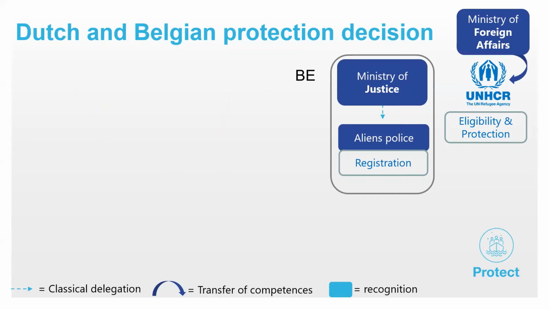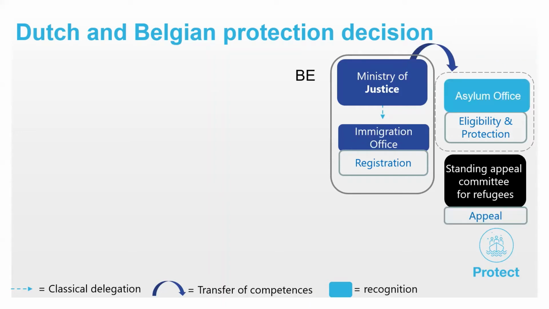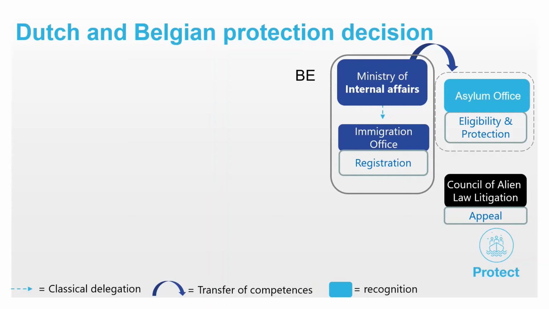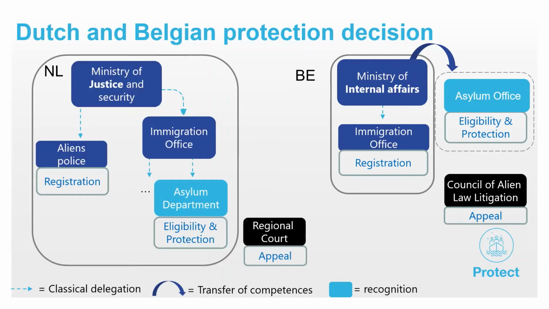In Belgium, the UNHCR also got the mandate from the Ministry of Foreign Affairs to grant the convention refugee status, again without appeal. In 1998, an independent asylum office was established with an administrative appeal possibility. The asylum office was transferred to the Ministry of Internal Affairs in 1991, and in 2007 the appeal instance was reformed. As you can see, the Netherlands and Belgium have totally different institutional setups regarding the asylum decision.